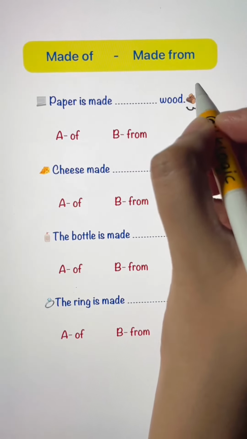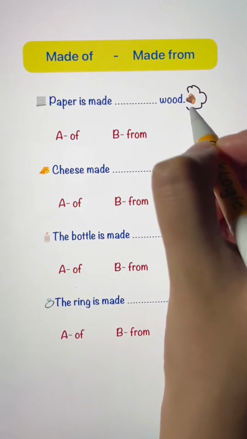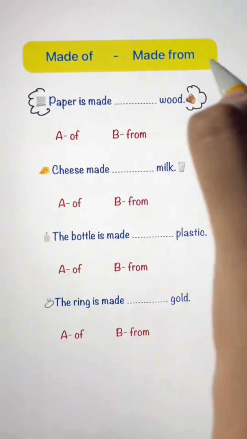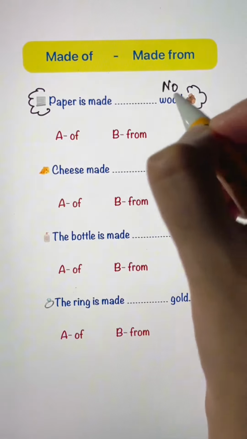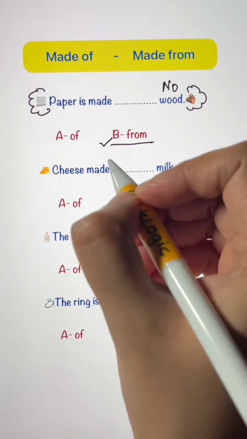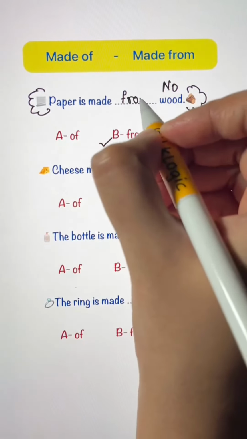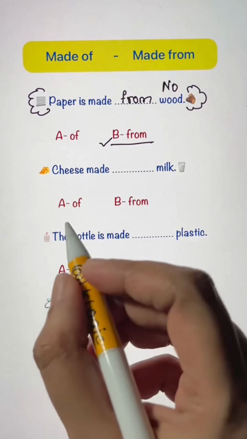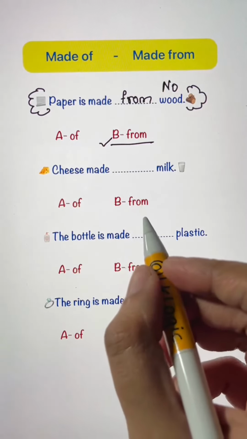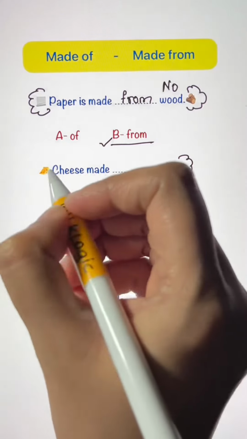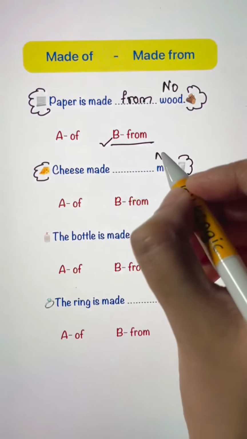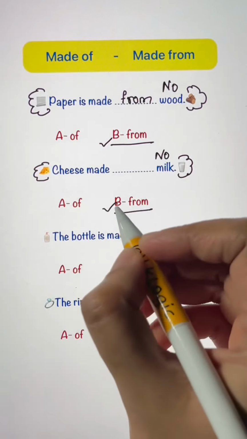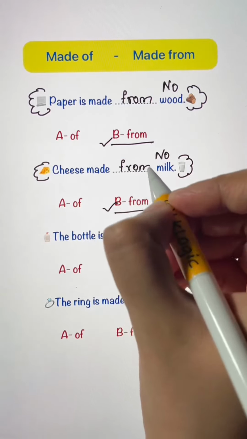Just ask yourself, can you get the wood back from paper? Of course not. Then we use from. Paper is made from wood. Cheese is made blank milk, of milk, from milk. So can you get milk back from cheese? No, right? Then use from. Cheese is made from milk.